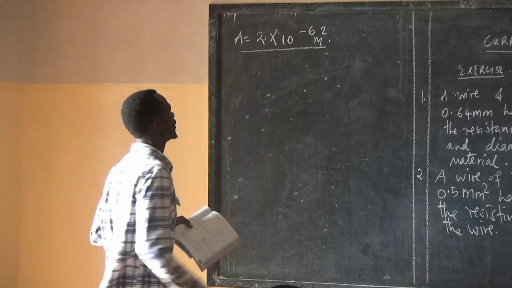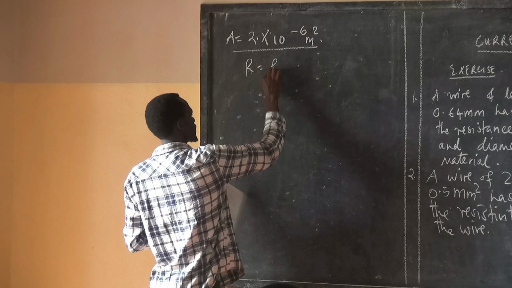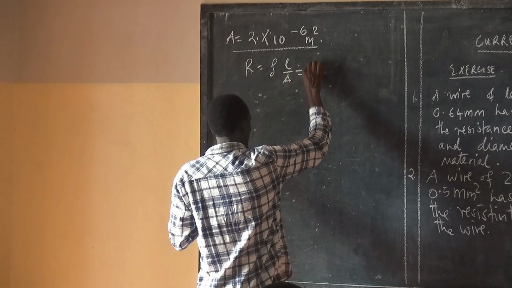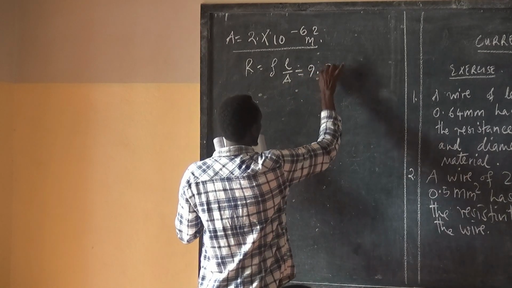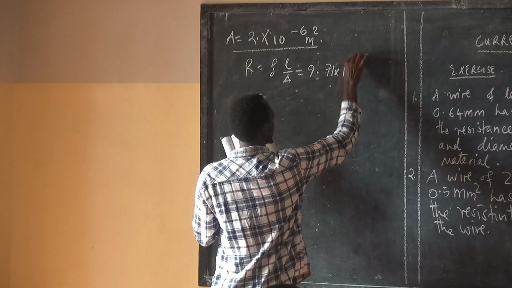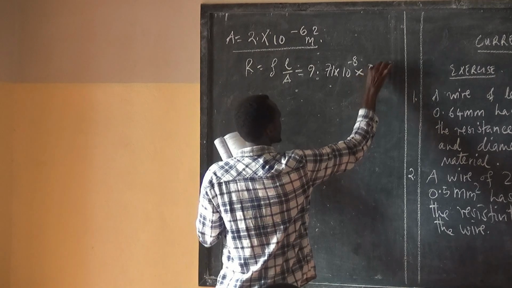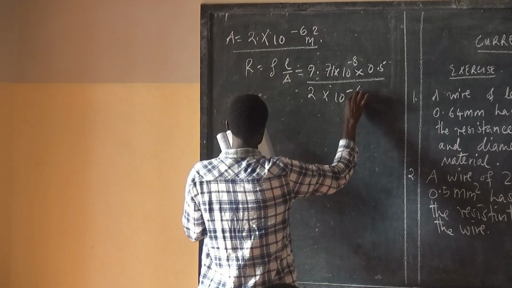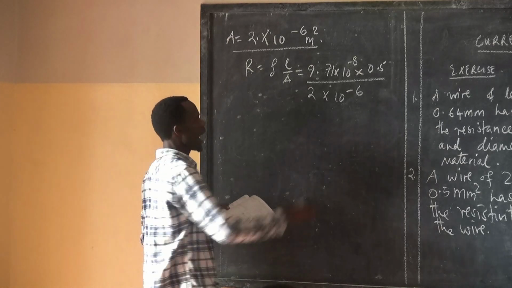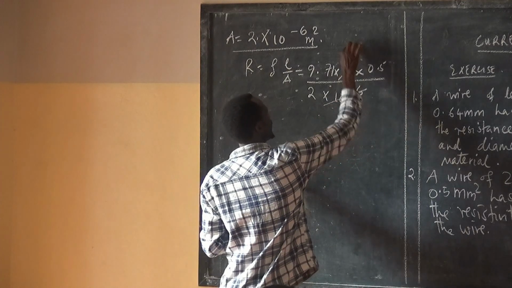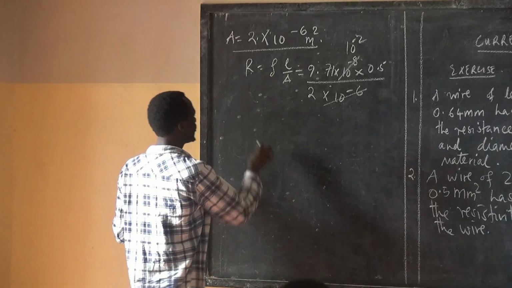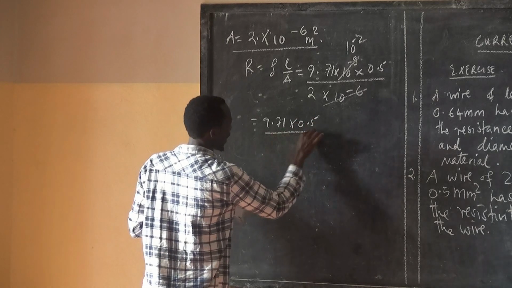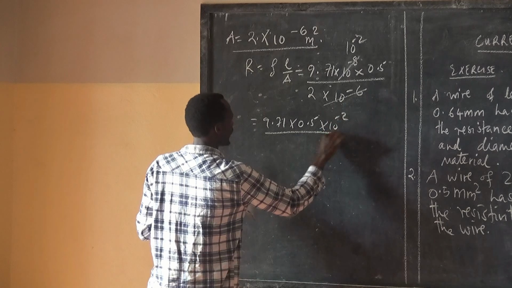Now we find the resistance. Resistance is equal to resistivity times length over cross section area. Resistivity is equal to 9.71 times 10 power negative 8, times length, which is 0.5, over cross section area, now 2 times 10 power negative 6. Now we start cancelling. Here you remain with 10 power negative 2. Now you definitely remain with 9.71 times 0.5 over 2, times 10 power negative 2.